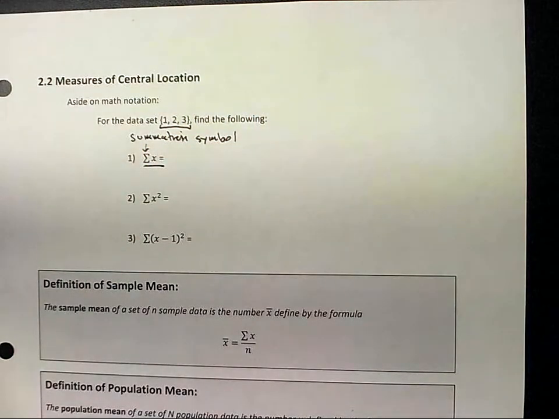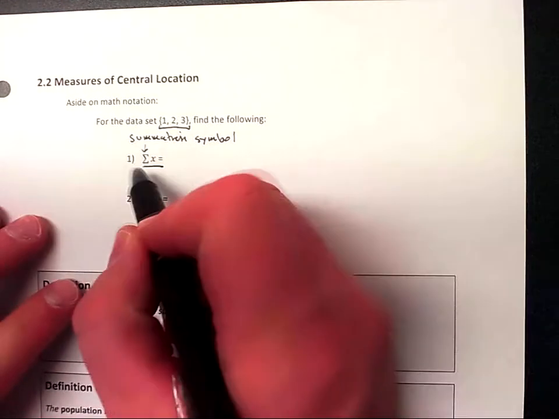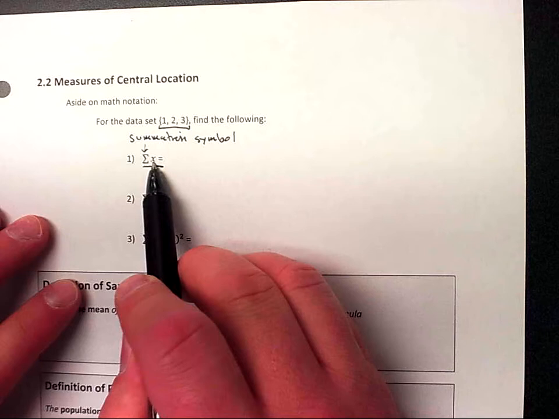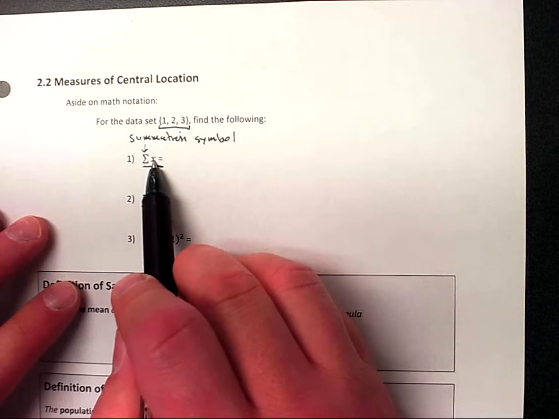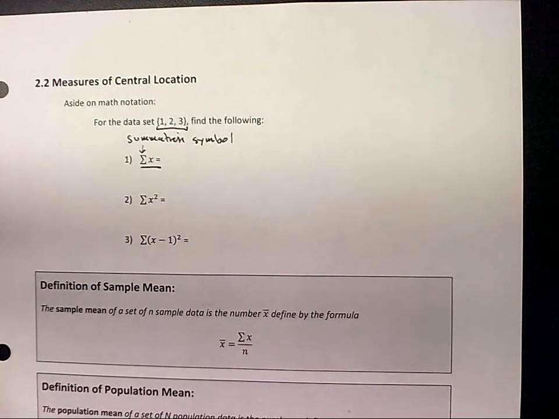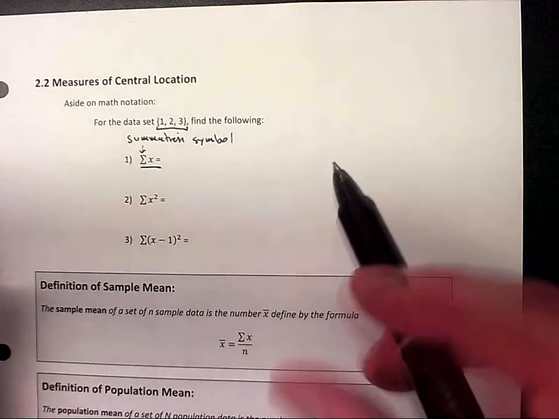And what the summation symbol says is this: everything after this, add them all up together, right? So whatever we have after the summation symbol, it wants us to add them up. So here it's saying add up the values of X. So now your next question probably is, okay, well, what are our values of x?